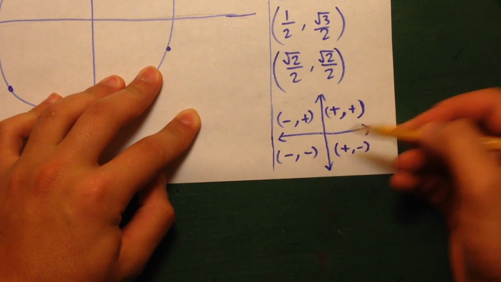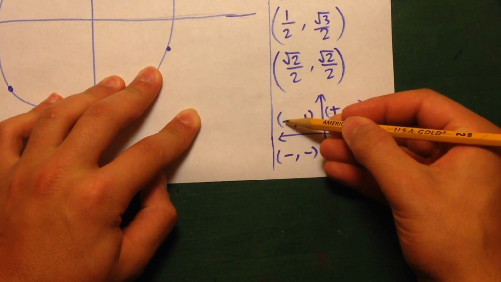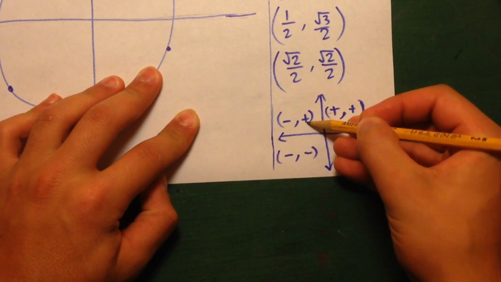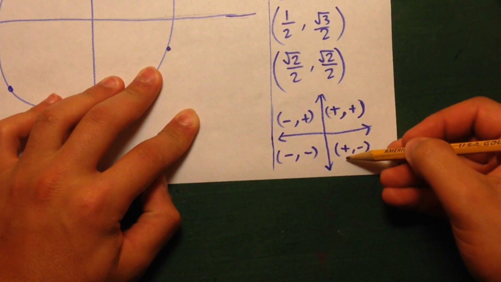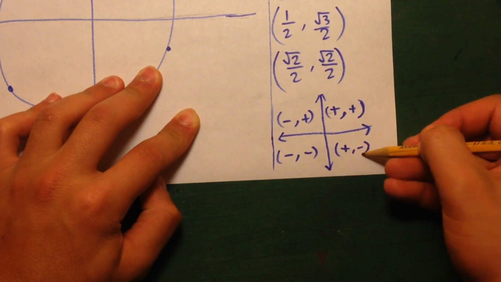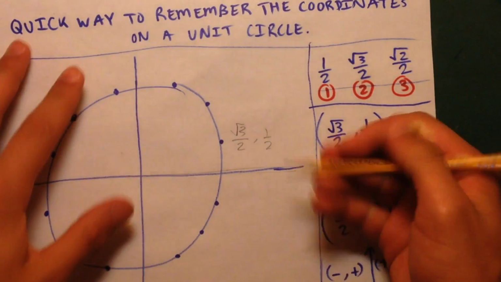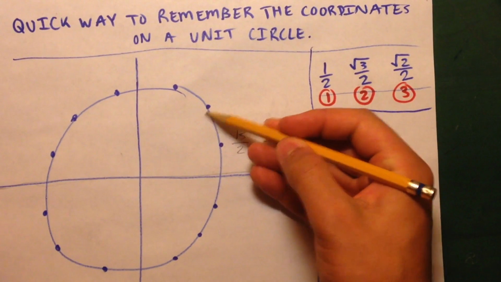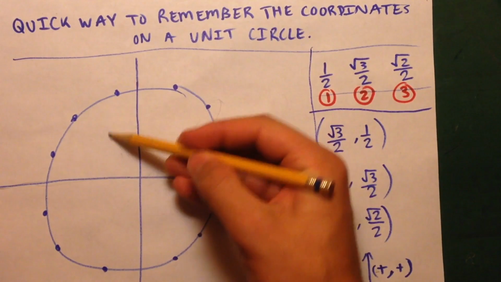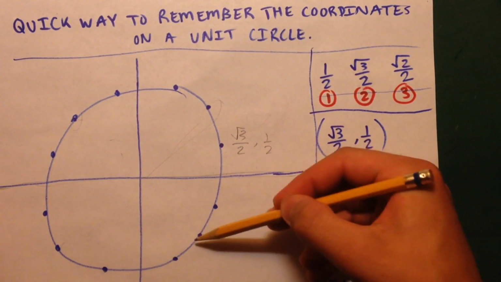X and y positive. Here in the second quadrant, x is negative, y is positive. Third quadrant, both are negative. And in the fourth quadrant, the x is positive and the y is negative. And then always the ones in the middle, this one in the middle, in the middle, in the middle, and in the middle.